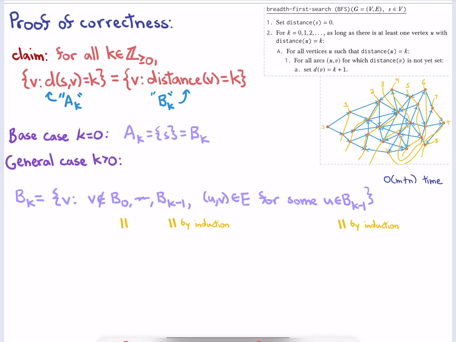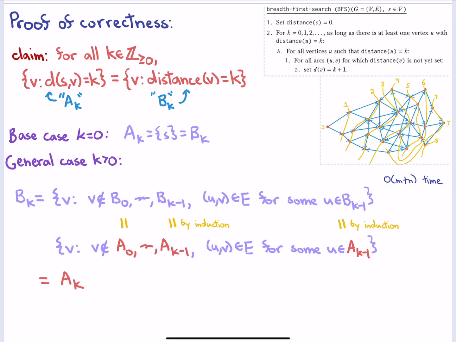Okay, it's equal to A_i. So in other words, it's equal to this set, which we can describe as all the vertices that are not truly at distance less than K, but it has an edge coming in from some vertex that's truly at distance K minus 1. Okay, so that gives it distance K. So what we're really describing is the set A_K, like we wanted. And this is more or less exactly what we said when we thought up the algorithm.